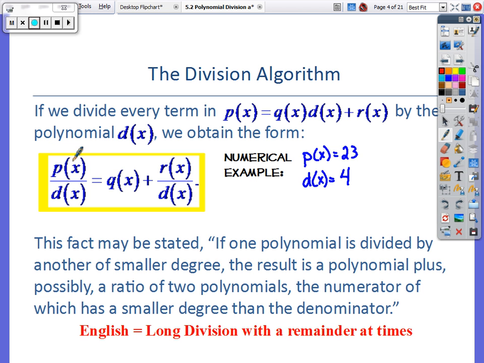What I have is the P(x). Now, if you remember, P(x) is what's inside. That is the dividend. So the dividend divided by the divisor is equal to the quotient plus the remainder over the divisor. Now let's see if this makes sense. Let's look at a numerical value, 23 divided by 4. So if I write it right here, 23 divided by 4, P(x) is our dividend, D(x) is our divisor. 4 goes into 23 5 times. So I put a 5 up here and I multiply these two.